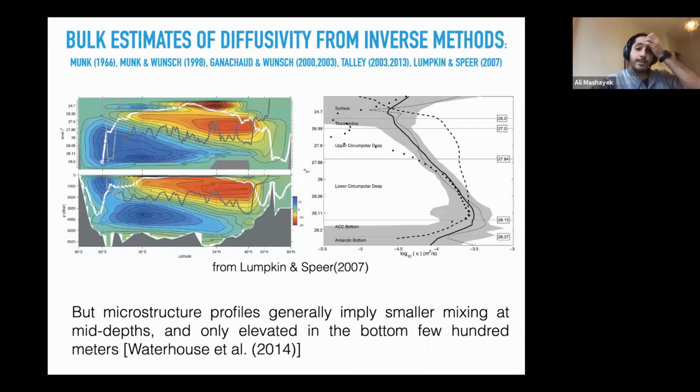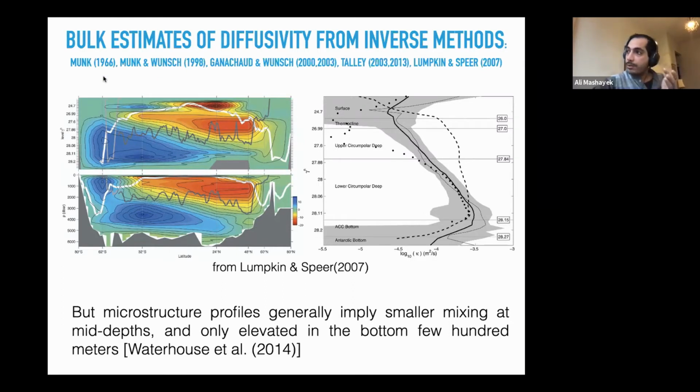Now, a bit of background on the oceanographic side before I delve deep into the fluid mechanics part. Going back to the classic paper, arguably the most important paper in physical oceanography, at least the most highly cited paper, Abyssal Recipes by Walter Munk.